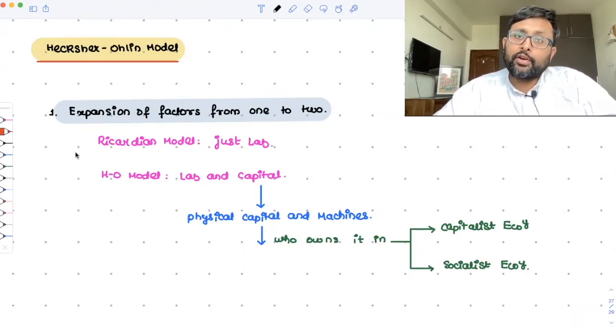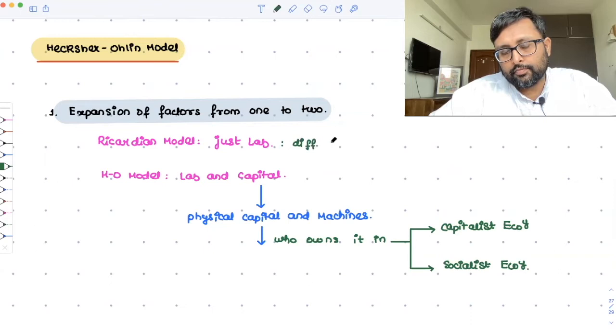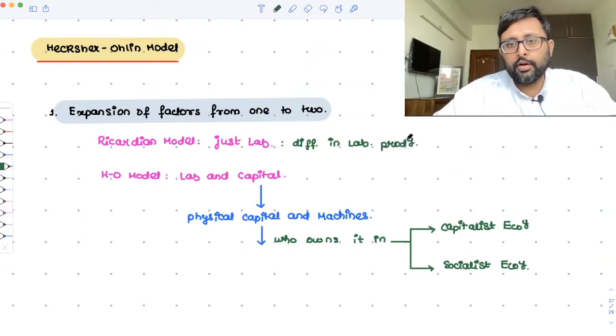So it was the differences in the productivity of the factors, productivity of labor, which was giving rise to the trade. That was in the Ricardian model. So differences in labor productivity.